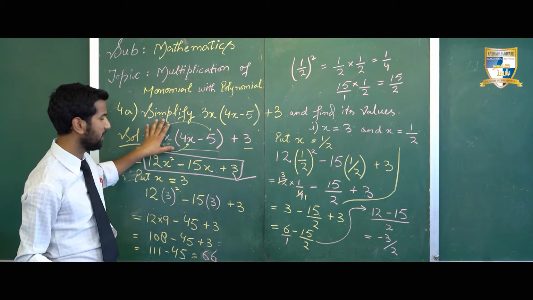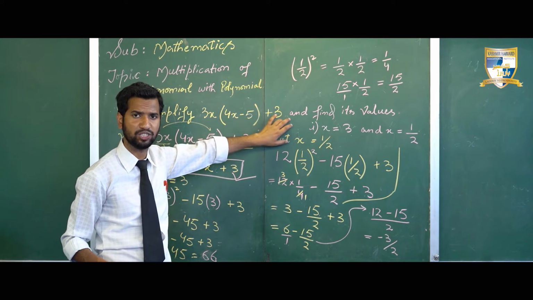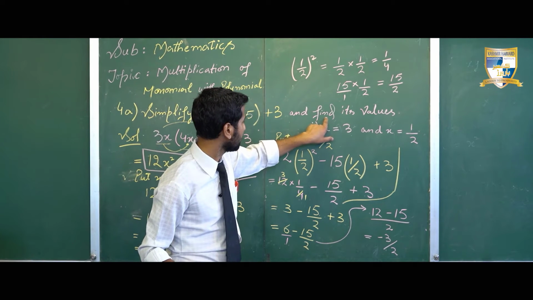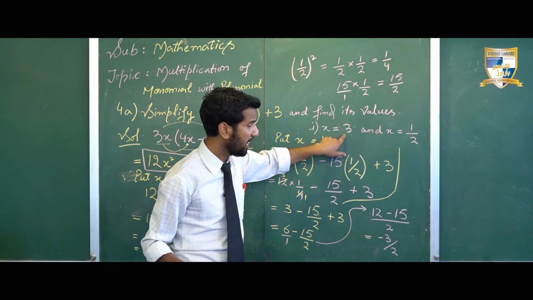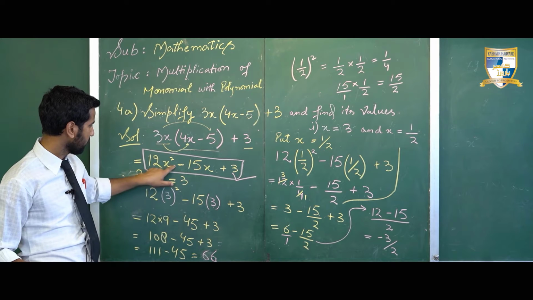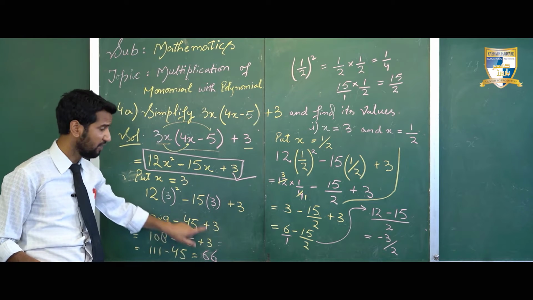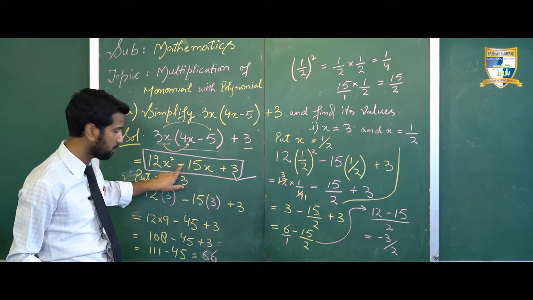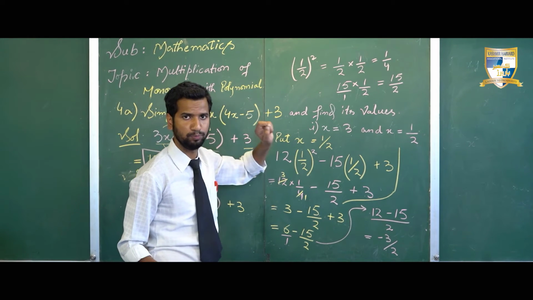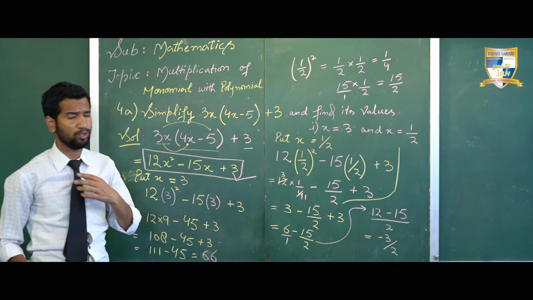In question number 4 part number A, we have two parts. The first part was simplify the given expression. So this is the simplified form of this expression. And then the question is asking to replace x with 3 in the first part and then replace x with 1 by 2. By replacing x with 3, we get 66. So the value of this polynomial is 66 when you replace x with 3, and the value of this polynomial is minus 3 by 2 when you replace x with 1 upon 2. So that is question number 4, part number A. Part number B, you are going to attempt it yourself.